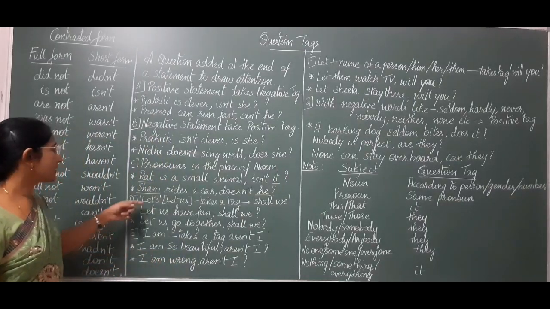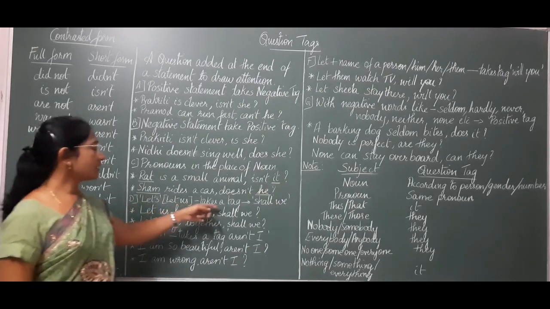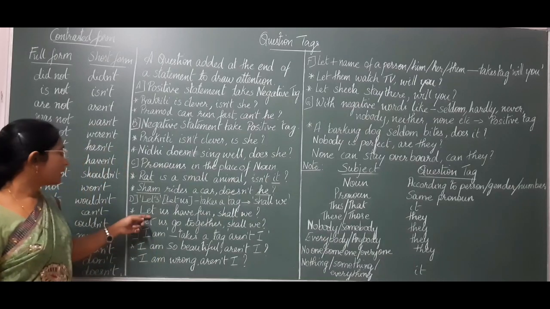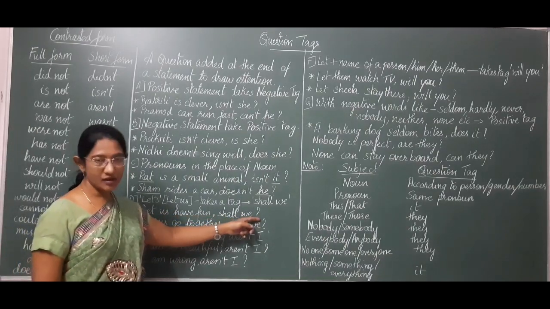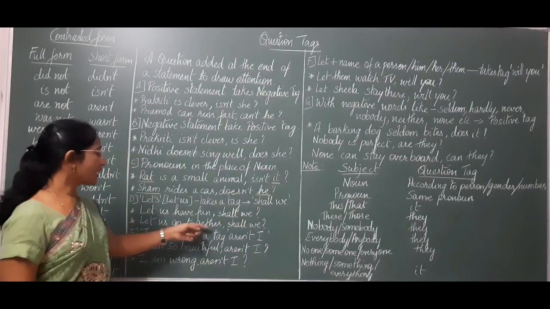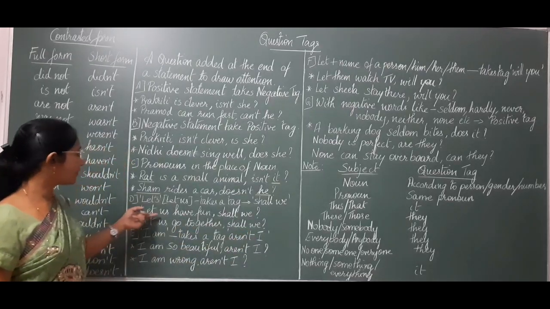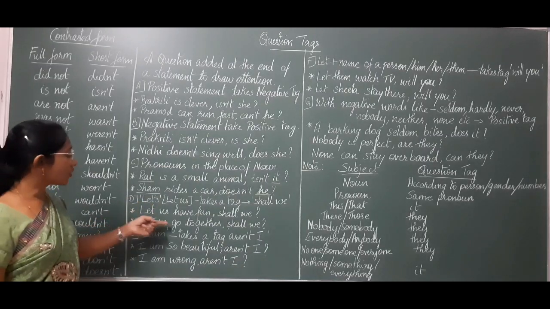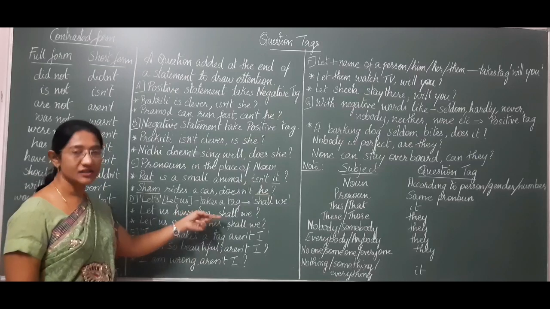Well, next, let's in the statement takes a tag as shall we. Let us have fun. Shall we? End up with a question mark. Let us go together. Shall we? So, wherever you have let us, which is made short as let's, go together. Shall we? Let's have fun. Shall we?